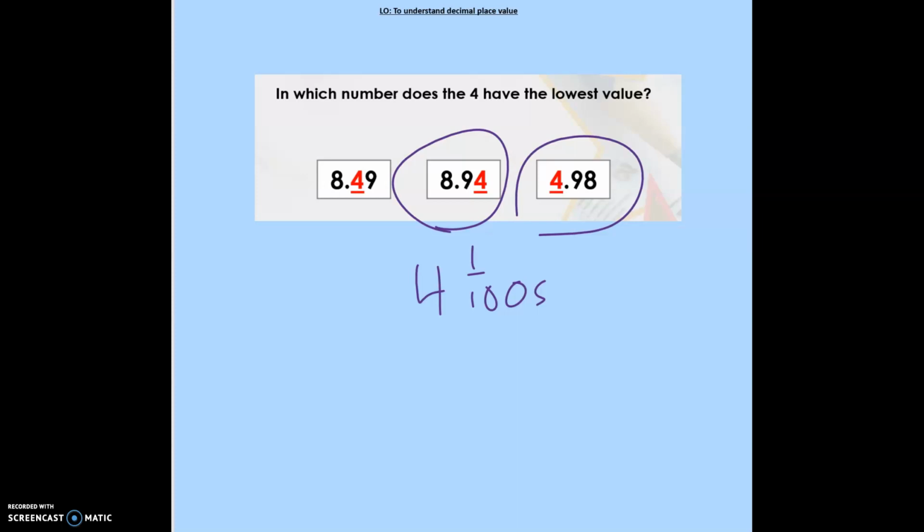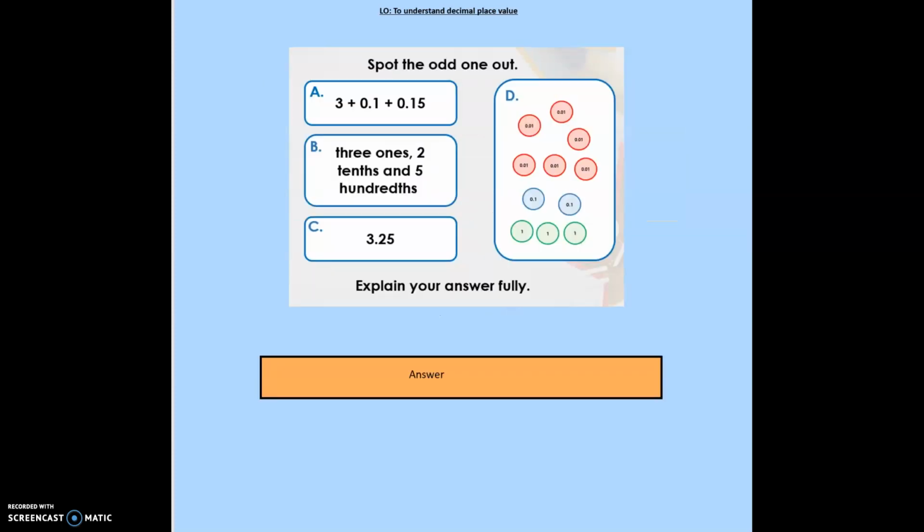Okay, so just thinking about your value, let's have a look at spot the odd one out. So what I would like you to do now is pause the video and work out what decimals you have in A, B, C and D. Pause the video, come back and you can check your answers with mine.